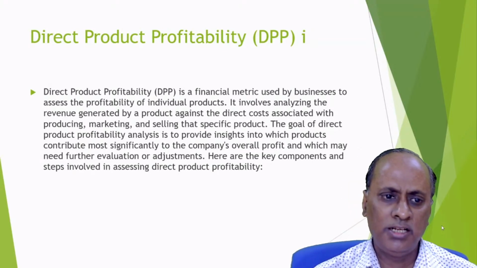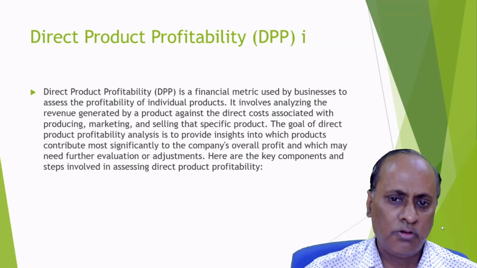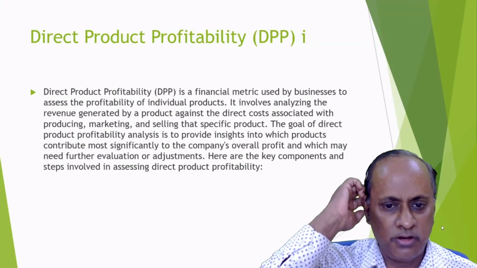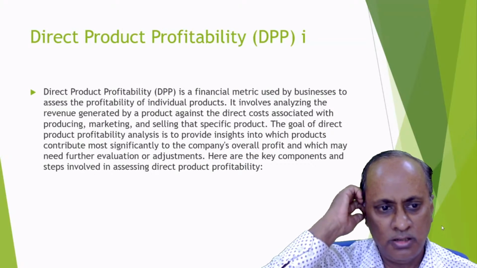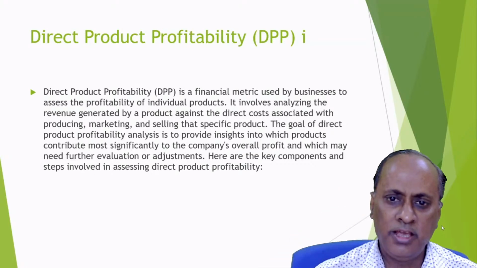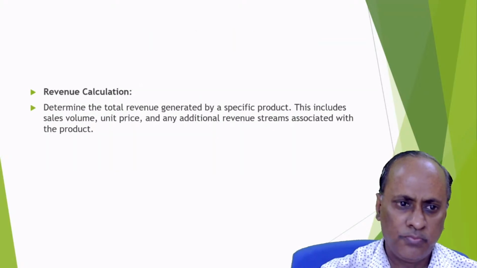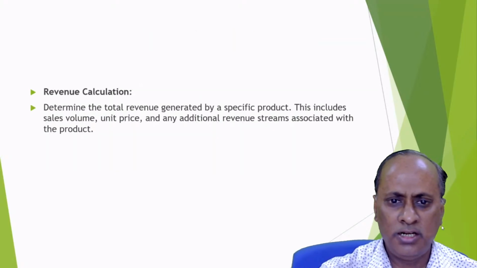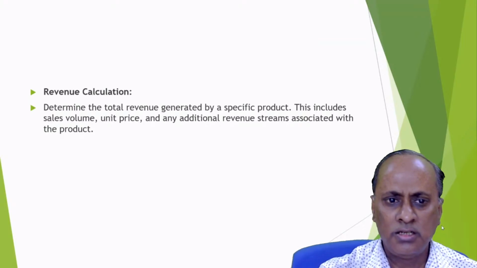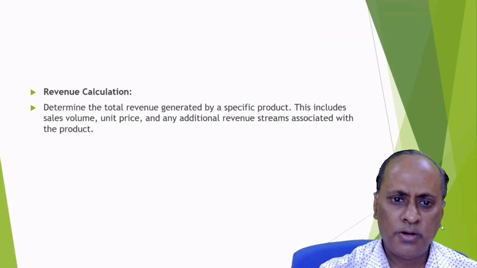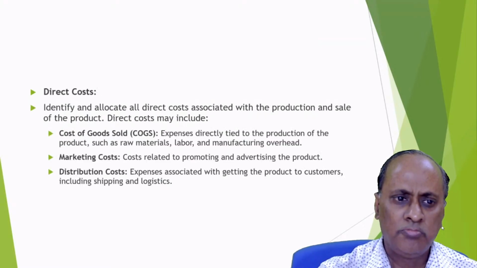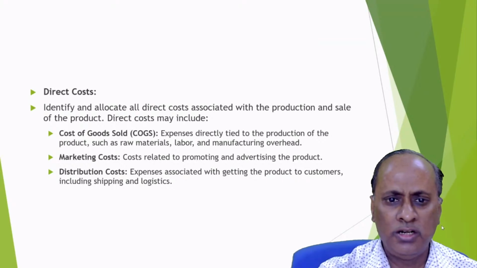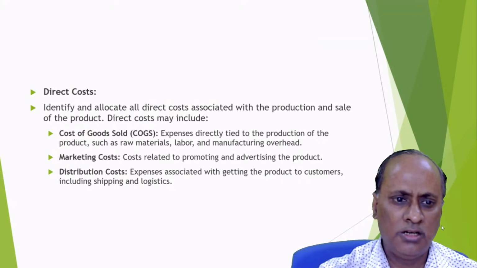So it involves analyzing the revenue generated by the product against the direct cost. The goal of direct product profitability is to show which products contribute more significantly to the company's overall profit, and where we can adjust our cost cutting. First, determine the total revenue generated by a specific product. This includes sales volume, unit price, and additional revenue streams associated with this product. Then, identify and allocate all direct costs associated with the production and sale of this product.